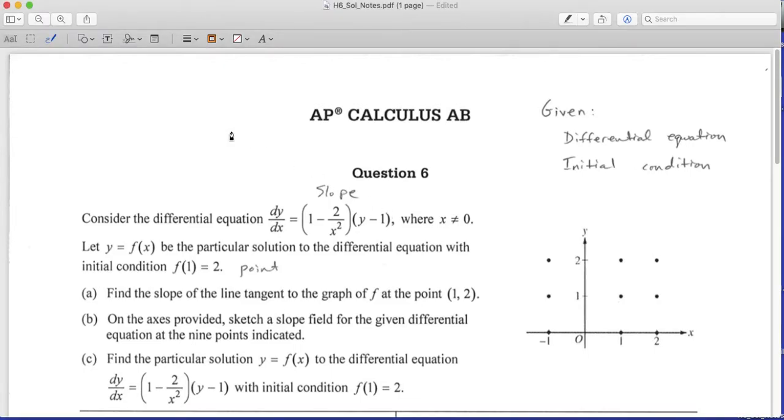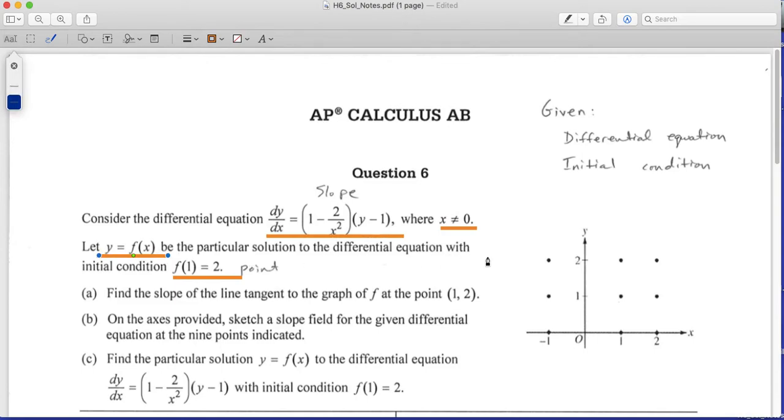All right, we're here to talk about question H6, a differential equation question with a slope field. So let's get started. First thing you do, you read the question and you realize what we're given. We're given a differential equation and an initial condition.